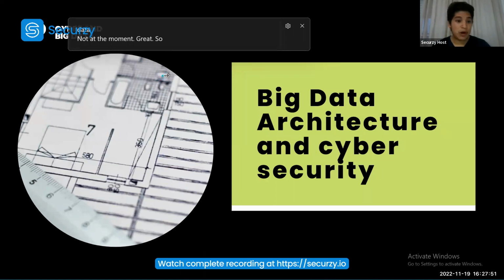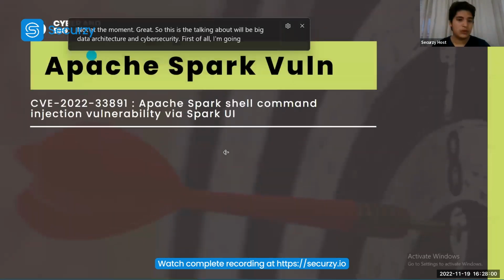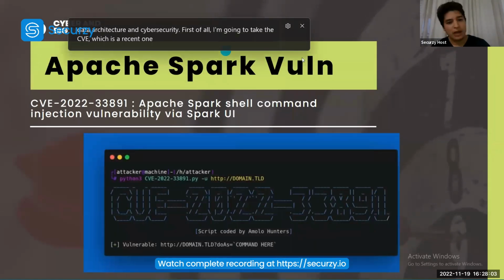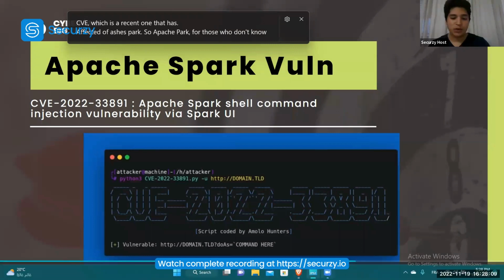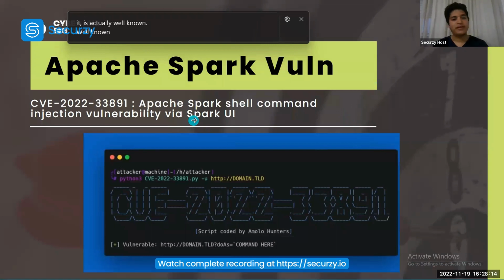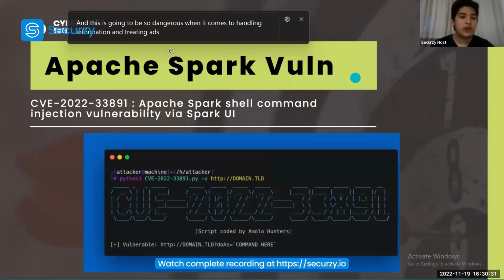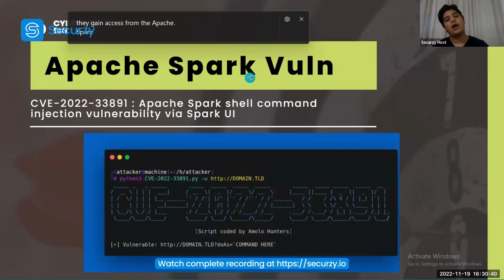So the next step, what we are talking about, will be big data architecture and cybersecurity. First of all, I'm going to take a CVE, which is a recent one that has affected Apache Spark. Apache Spark, for those who don't know it, is actually a well-known software that is handling big data. Actually, what they did in 2022 is that they gained access from the Apache Spark terminal on the real terminal of the server, and from there they escalated privileges and got admin access.